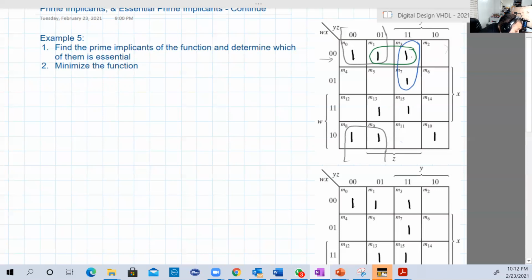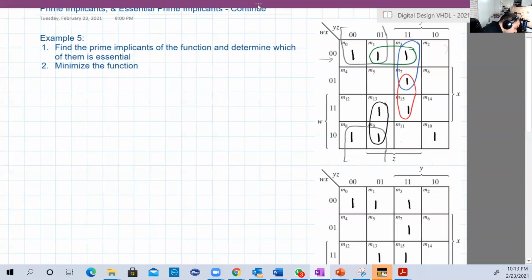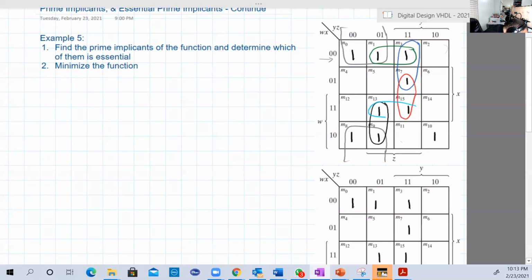Let's go on to the second row. This one here belongs already to the green, and now it should belong to the red, a new prime implicant, and it has no other adjacent ones. So let's go to the third row. This one here doesn't belong to anything, but now it can be grouped with one below, and then with another color can also be grouped with one on its right, and no other ones here.